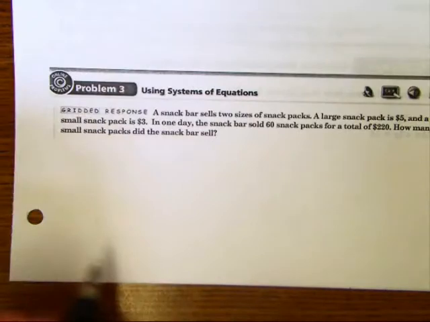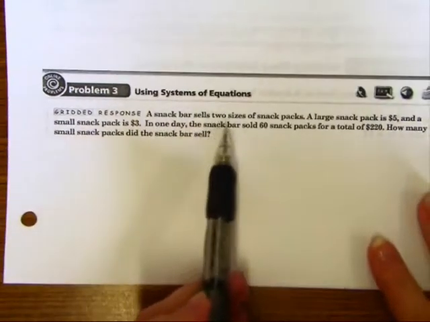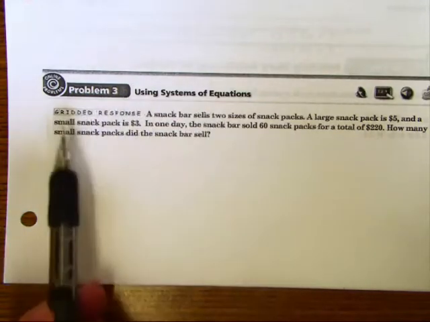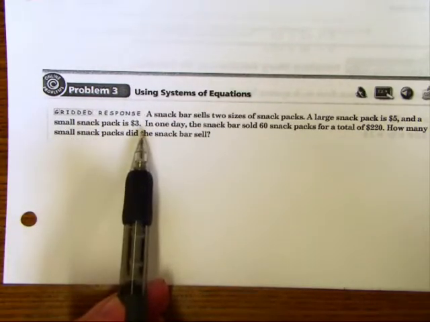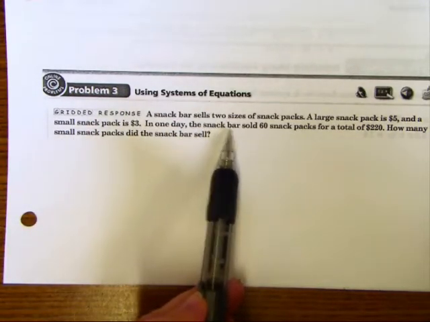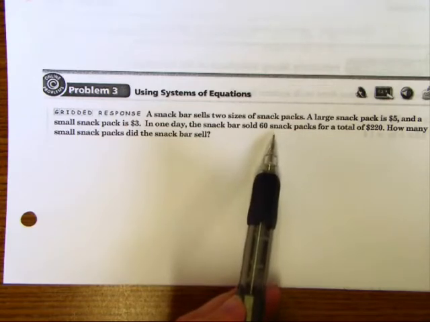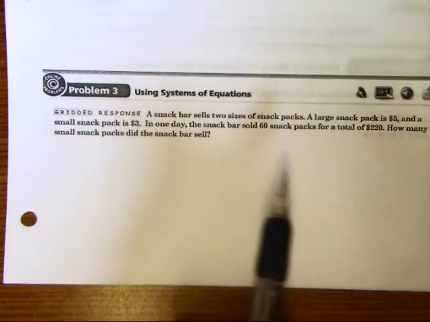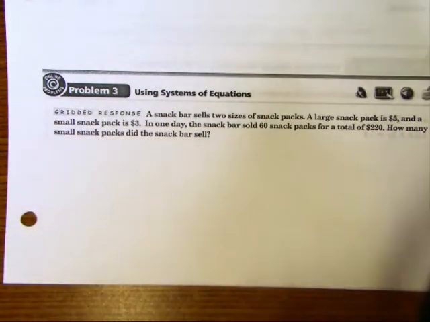Problem 3. A snack bar sells 2 sizes of snack packs. A large snack pack is $5, a small snack pack is $3. In one day, the snack bar sold 60 snack packs for a total of $220. How many small snack packs did the snack bar sell? Wow, that was a tongue twister.